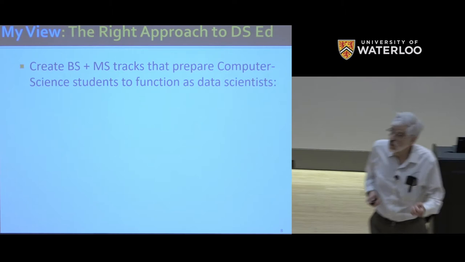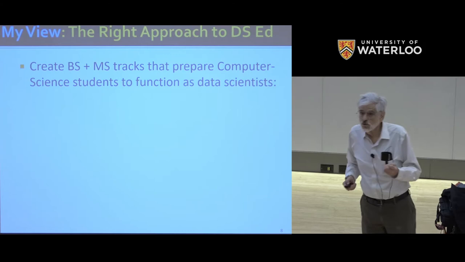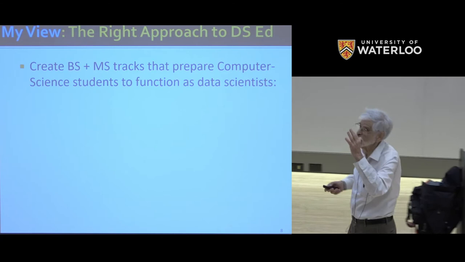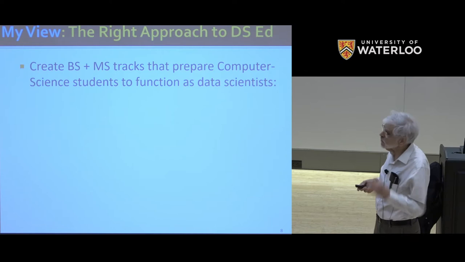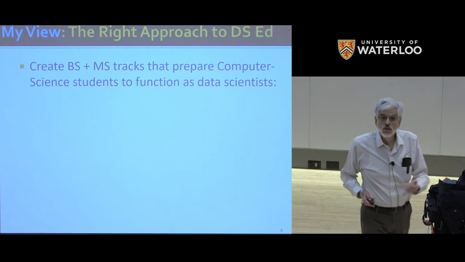So what I think should be done, and what we have in fact done at Stanford, is there are tracks at both the bachelor's and the master's level. I'm not going to even try to address PhD studies, because you study whatever you want. If you want to do a thesis in data science, you just do it. But in terms of a curriculum, at the bachelor's level and master's level, there should be a track of computer science that prepares you to function as a data scientist.